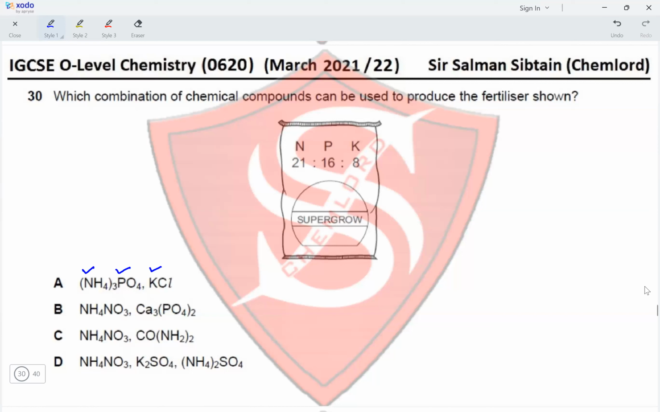In B, we've got nitrogen, we've got phosphorus, potassium is missing. So B cannot be used. In C, we've got nitrogen only. Potassium and phosphorus are both missing in the mixture in C. So it cannot be used to produce this fertilizer. And in D, we've got nitrogen, we've got potassium, we've got nitrogen again, but phosphorus is missing. So this fertilizer cannot be produced by mixing components in D. Therefore, the correct option for this question is option A.